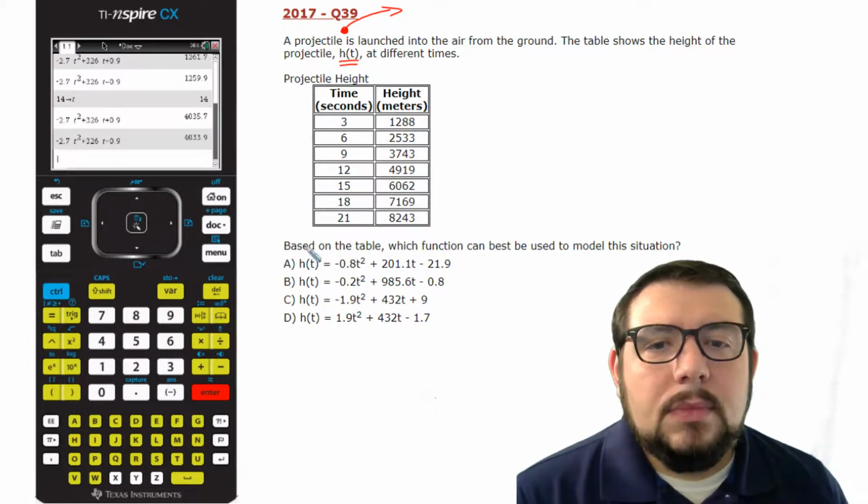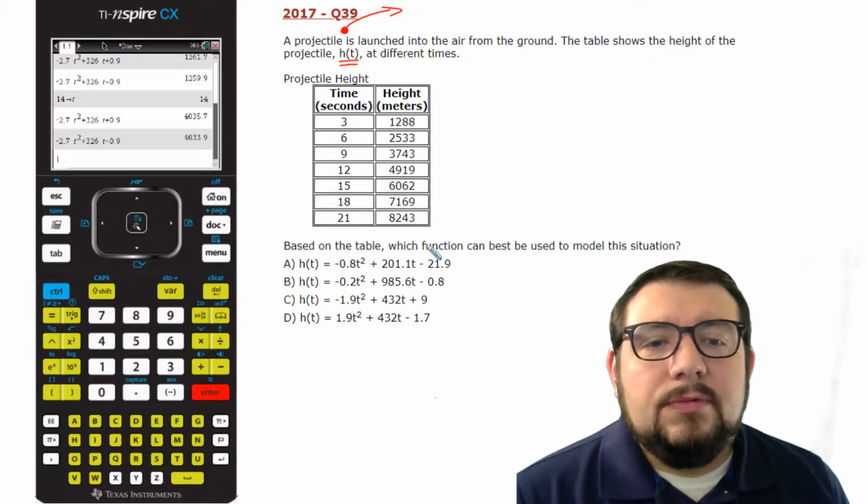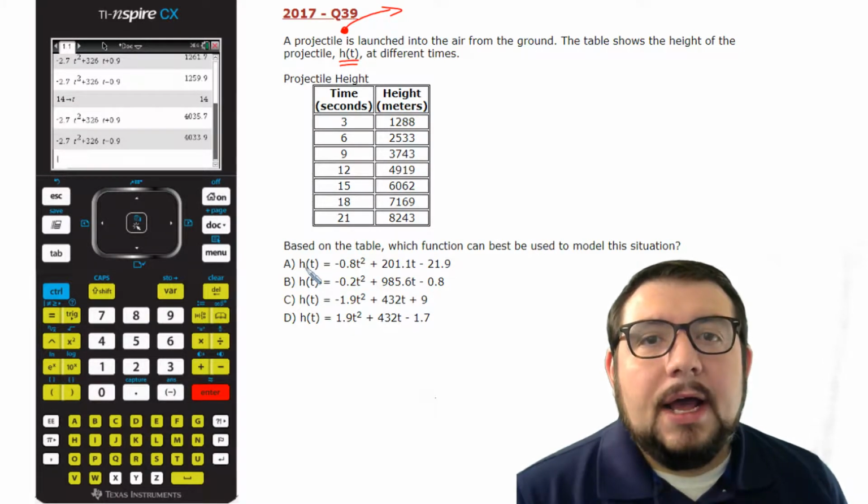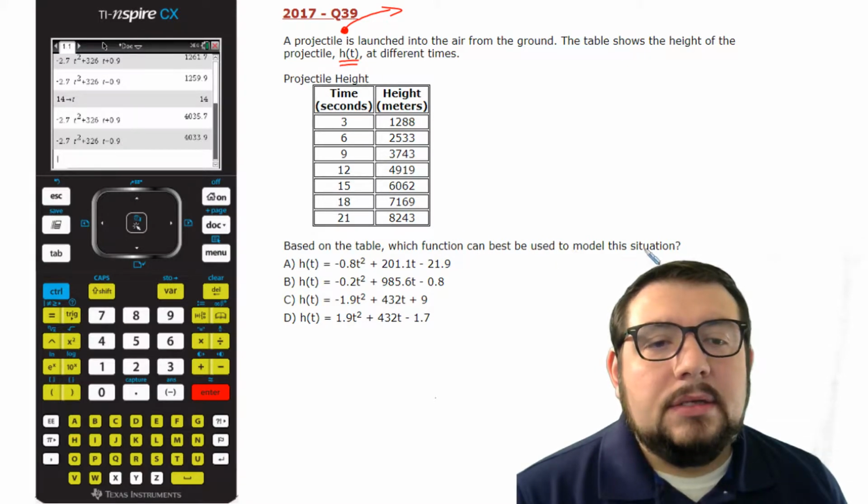Okay. So based on the table, which function can best be used to model this situation? So a function, here's our functions, and basically it means, look, we put in a time, we do the math, and we're going to get out a height. And can be used to model this situation. Okay. Model just means to fit this data.